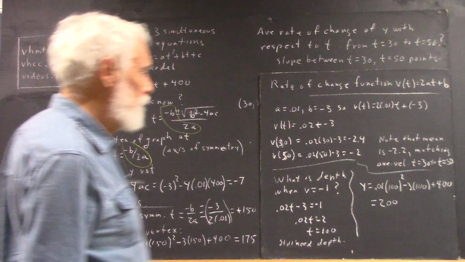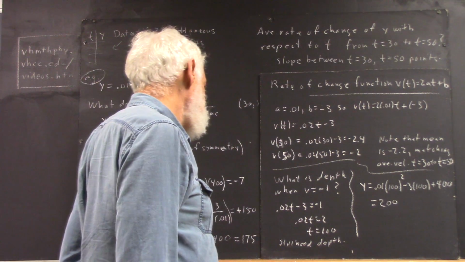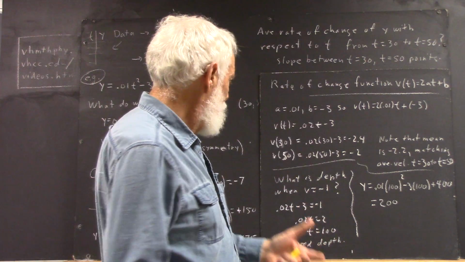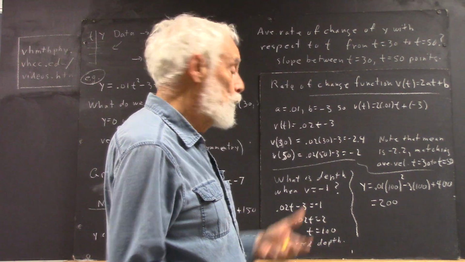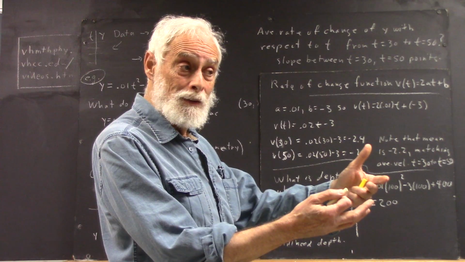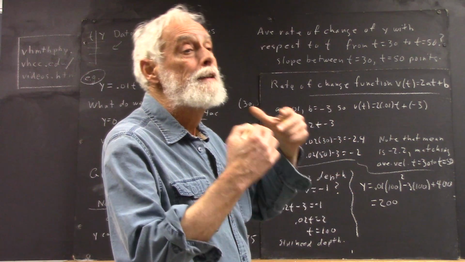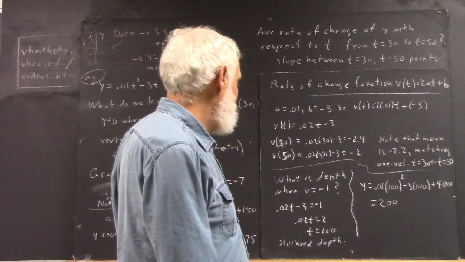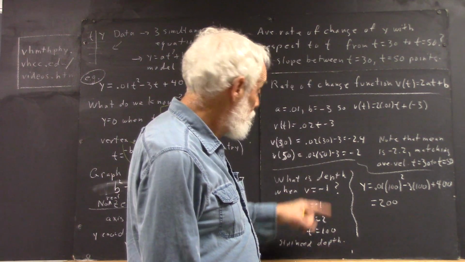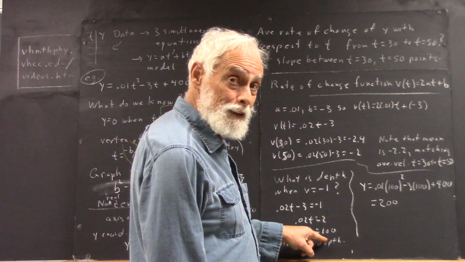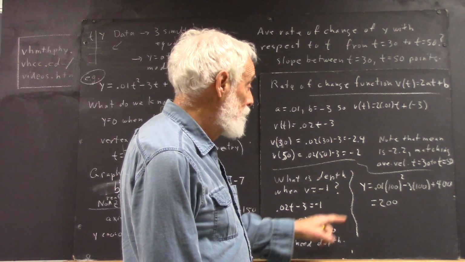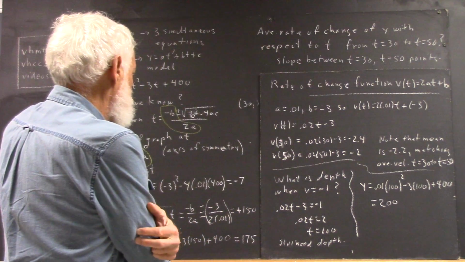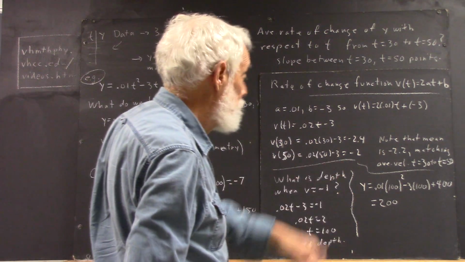But I knew it had to be 200 because we found previously that the depth was 200, and we solved to find the time when that occurred, and that was 100. So bizarrely, this gave me this, and I already knew what the depth was because I'd already solved y equals 200. Okay. In any case, that's what we get.